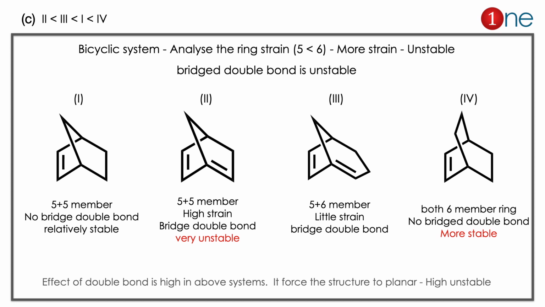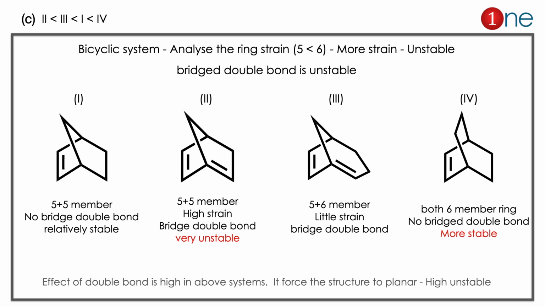Let us see the most stable one. The fourth structure is the most stable one because of both sides 6-member ring and no bridged double bond. So it's more stable. Let us look at the second one. 5-member and 5-member ring is there with high strain and bridged double bond is there. It's very unstable. Now we have the competition between 1 and 3. The third one has a double bond on the bridge. It's highly unstable. Even though it has 6-member, the double bond prevents the shape itself. So 1 is more stable than 3.